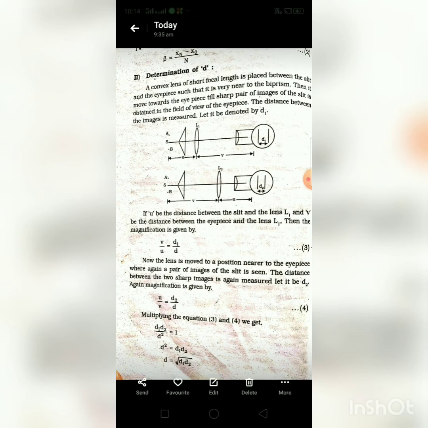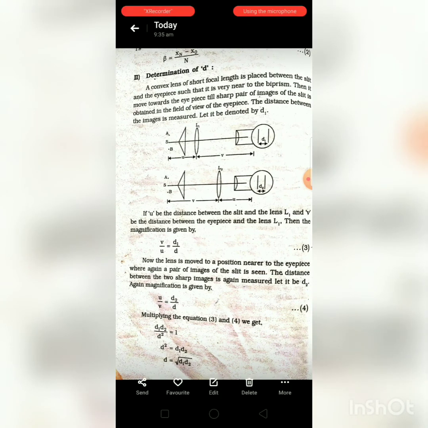Next, how to find the source distance, that is the two sources S1 and S2, whose distance is small d. You have to find out the distance between these two sources by doing this experiment. A convex lens of short focal length is placed between the slit and the eyepiece.